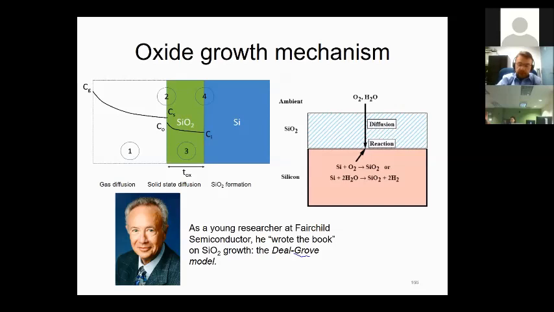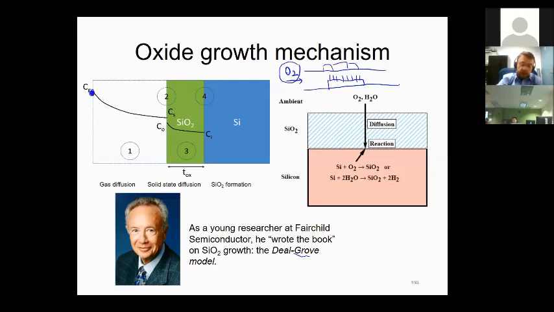So let's remind ourselves. First we have the furnace and our tube, and the wafers are sitting inside, and we flow in our gas. Let's say this is oxygen right now, and we heat up the chamber with the zones. So the oxidant, which is the oxygen here, it will have a certain concentration.